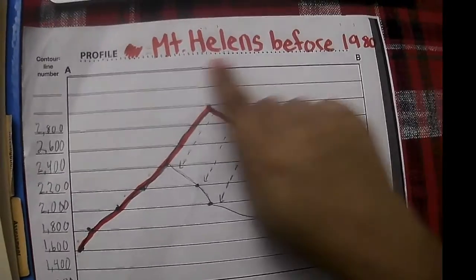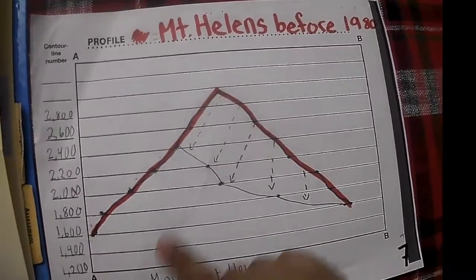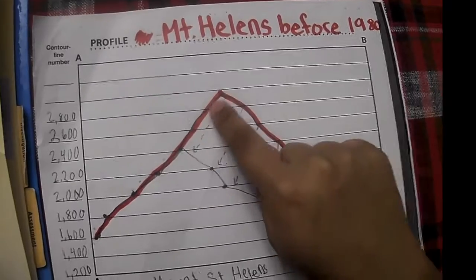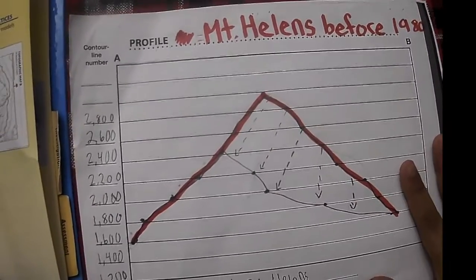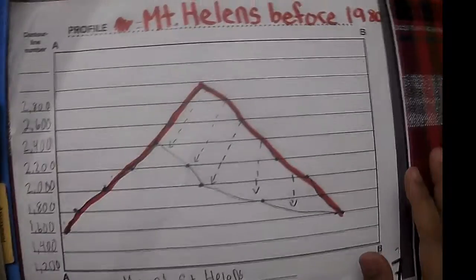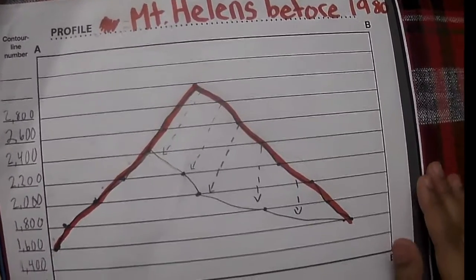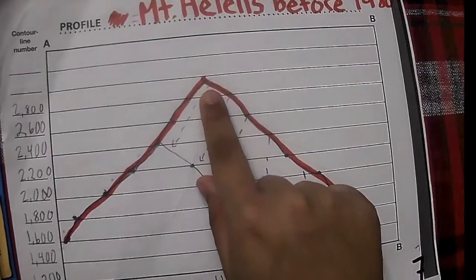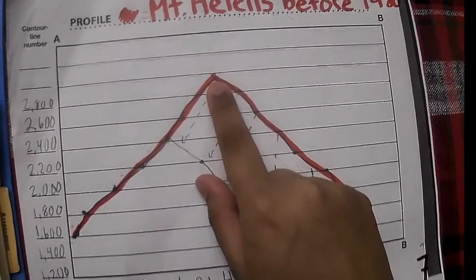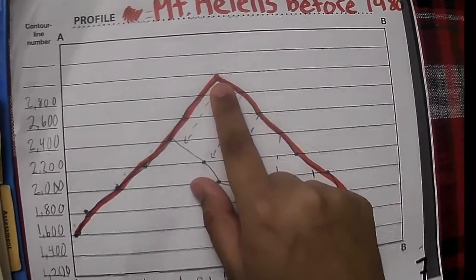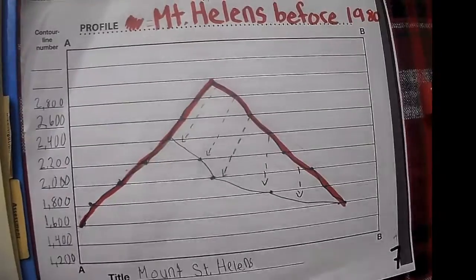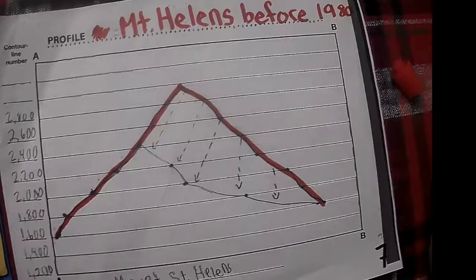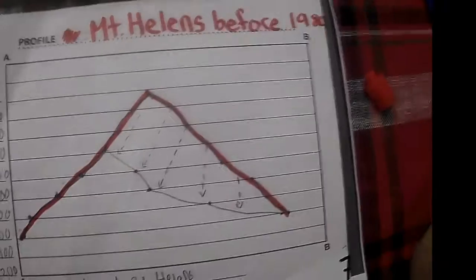So this is our key, and this key tells us that this red line is what Mount St. Helens looked like before its eruption in 1980. Its elevation before its eruption in 1980 was at 2,900. Now I want you to use a different color marker or color pencil.